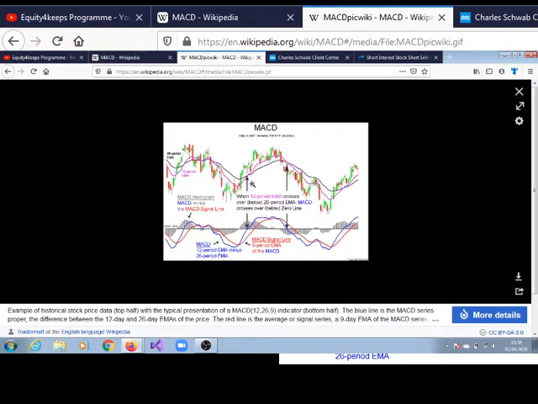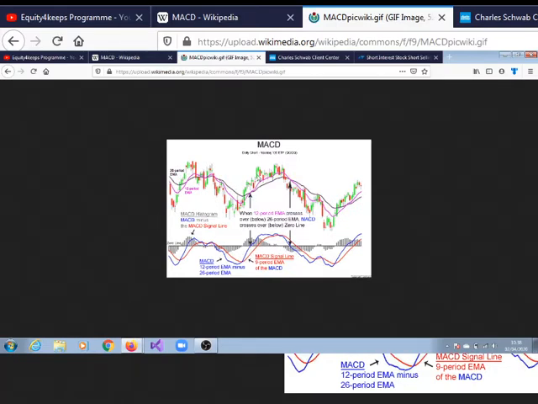So, to cut a long story short, this picture here tells us much better what it is about. The MACD is the difference between the 12 period EMA minus the 26 period EMA. The 12 period is a shorter time period, minus the 26 period, which is a longer term. And then this is the average, or rather the signal line, which is the 9 period exponential moving average. So this EMA means exponential moving average.